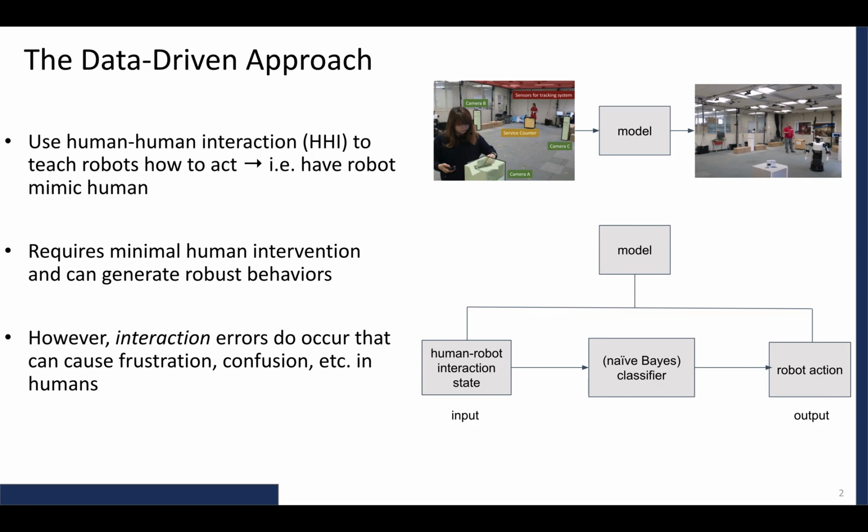The merits of this approach are that it requires minimal human intervention for tasks such as data labeling and annotation, and that it works quite well and generates robust robot behaviors. However, despite its success, interaction errors do still occur and can cause frustration and confusion in humans. Through our research, we hope to minimize such interaction errors and improve the overall quality of human-robot interactions.